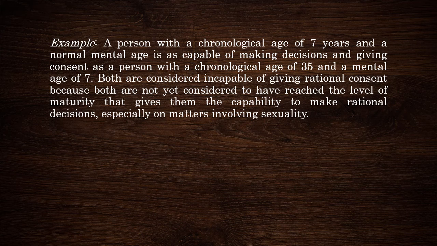For example, a person with a chronological age of 7 years and a normal mental age also of 7 years is as capable of making decisions and giving consent as a person with a chronological age of 35 and a mental age of 7. Both are considered incapable of giving rational consent because both are not yet considered to have reached the level of maturity that gives them the capacity to make rational decisions, especially on matters involving sexuality.